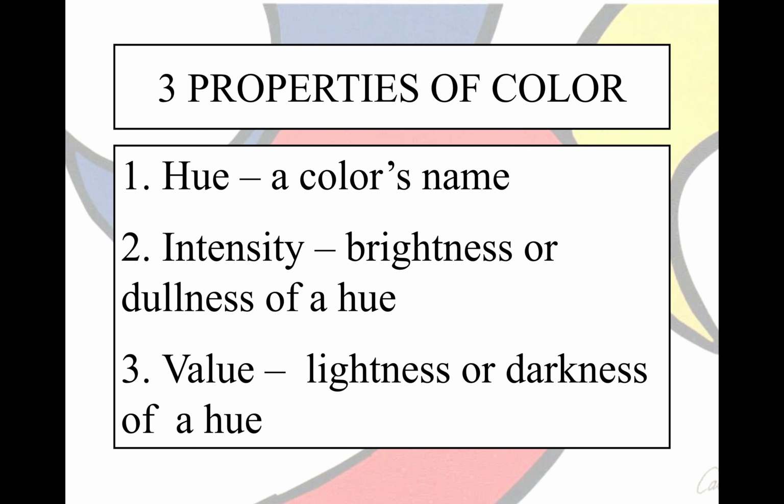All right, the three properties of color. Hue, which is a color's name, like red is a hue, pink is a hue, blue is a hue. Intensity, this is the brightness or dullness of a hue. And then value, this is the lightness or darkness of a hue. So intensity is another name for saturation. If you ever play around with photo apps, saturation is the one you would change if you had a picture with some grass in it and wanted the grass to be brighter. Okay.